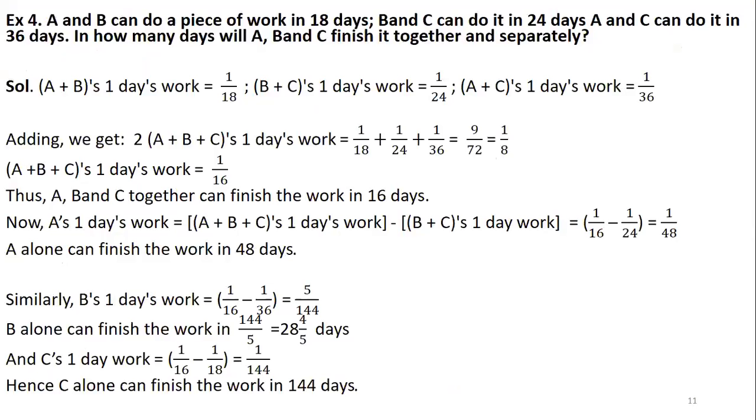A and B can do a piece of work in 18 days, B and C in 24 days, A and C in 36 days. In how many days can A, B, C finish it together, and separately also they have asked.